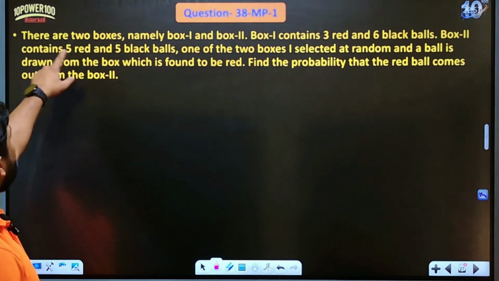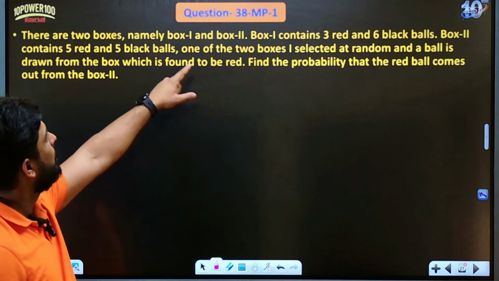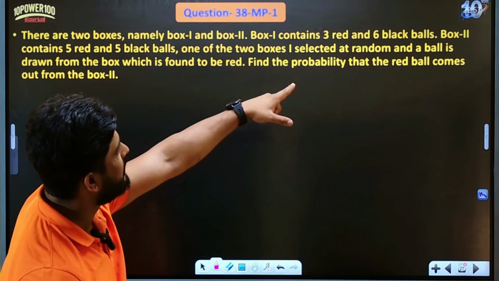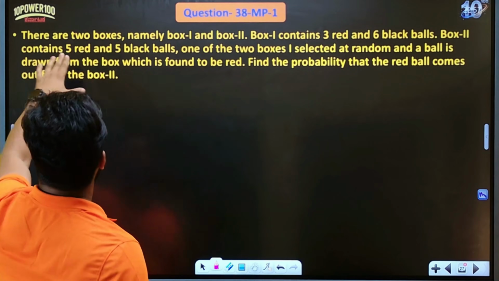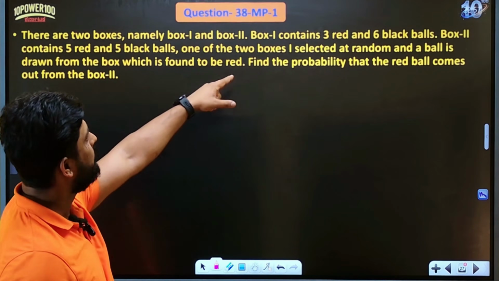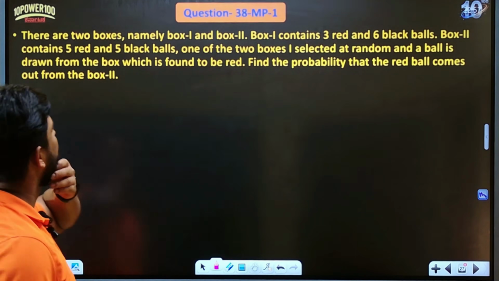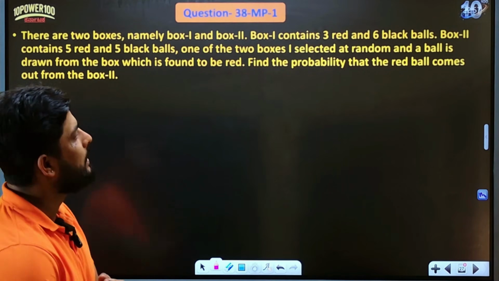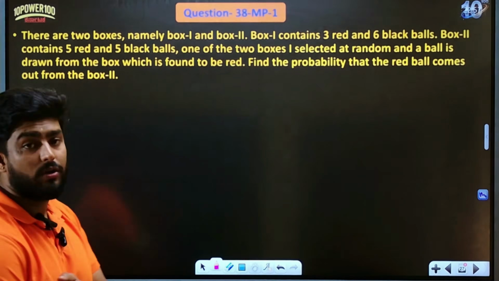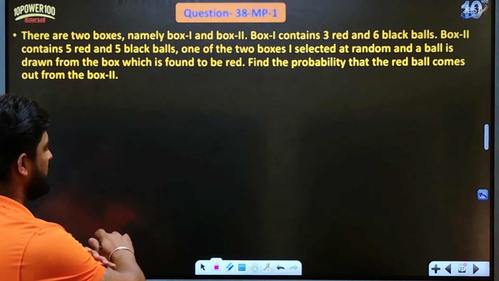So there are 2 boxes, namely box 1 and box 2. Box 1 contains 3 red and 6 black balls. Box 2 contains 5 red and 5 black balls, and one of the boxes is selected at random and a ball is drawn from the box, which is found to be red. Find the probability that the red ball comes out from box 2.